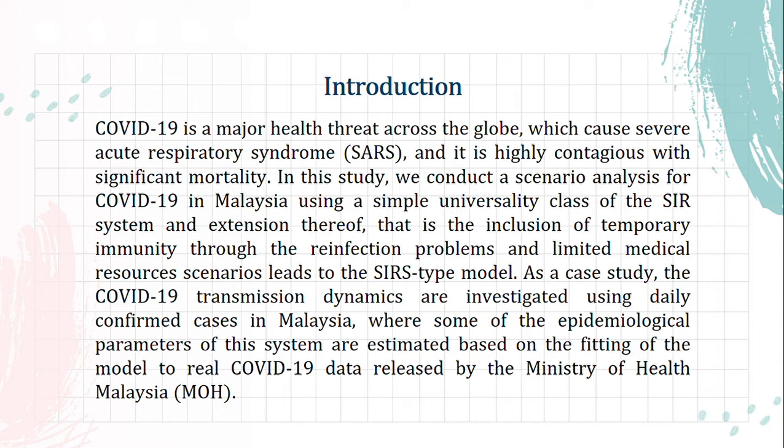COVID-19 is a major health threat across the globe which causes severe acute respiratory syndrome (SARS), and it is highly contagious with significant mortality. In this study, we conduct a scenario analysis for COVID-19 in Malaysia using a simple universality class of the SIR system and extensions thereof. That is the inclusion of temporary immunity to the reinfection problems and limited medical resources scenarios, leading to the SIRS type model.